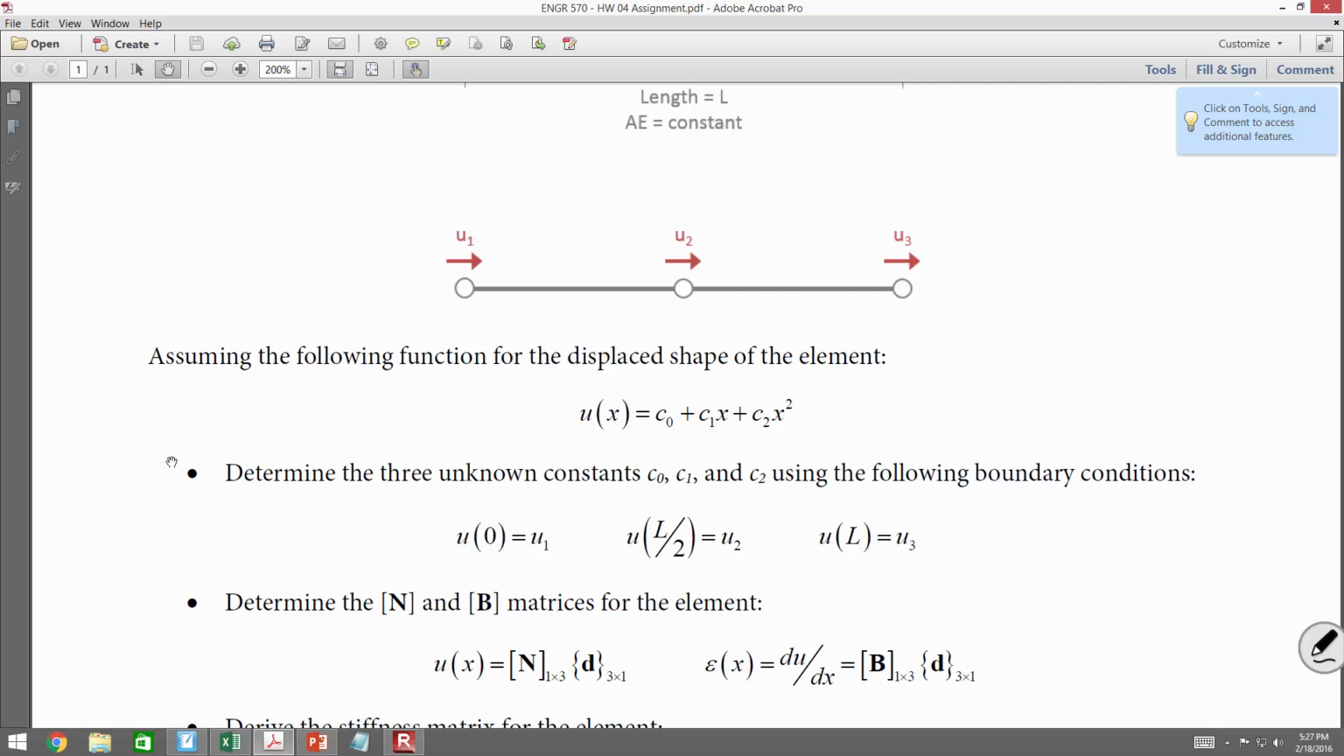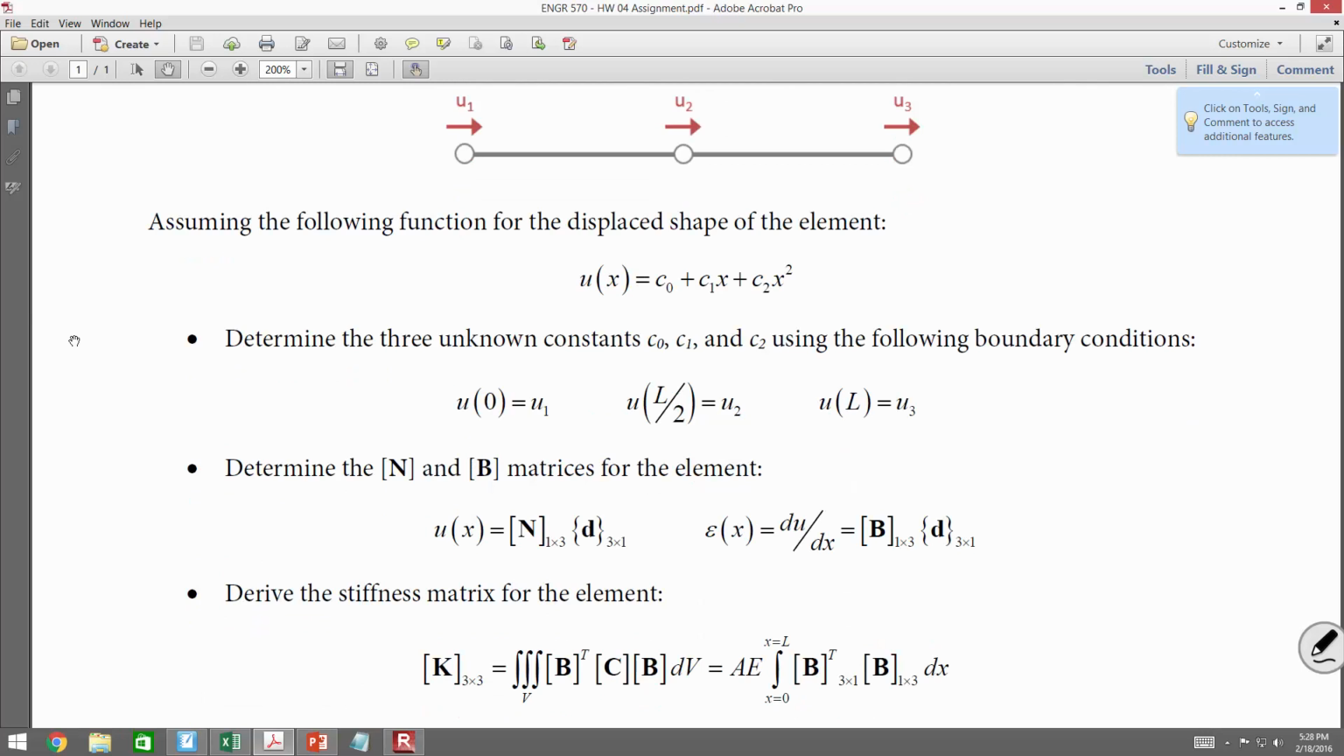I also need the B matrix. Keep in mind, we're only taking the first derivative, not the second derivative. Once you get your B matrix, you can determine your stiffness matrix for this element. This stiffness matrix will be 3 by 3. We do the volume integral of B transpose CB. C is, again, just the modulus of elasticity. We pull that out. And A is your area because we're converting a volume integral into an integral over the length. So I'm even telling you how to do that.